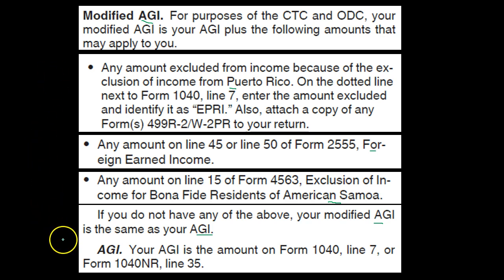And right here it says AGI, back to the text. Your AGI is the amount on Form 1040 line 7 or Form 1040-NR line 35. So we'll actually see an example of the tax return shortly, and we'll take a look at where we can find that adjusted gross income, or AGI, amount.